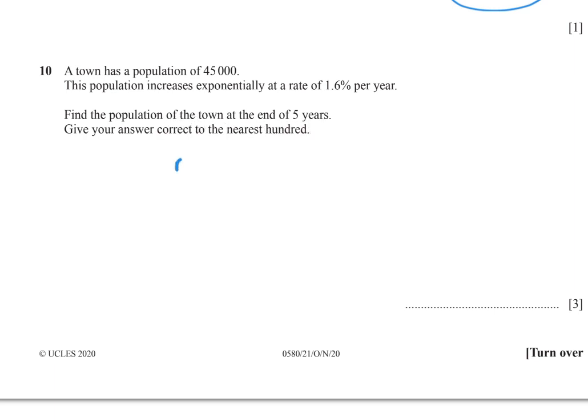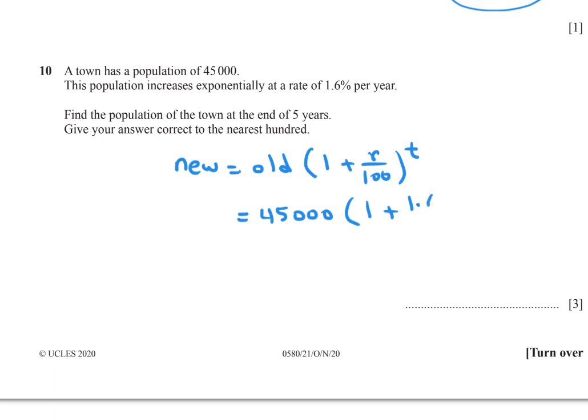So we have a rule for exponential growth. The new value equals the old one times 1 plus r over 100, power t. So equals 45,000, this is the original value, times 1 plus 1.6 over 100, power 5, equals 48,717 to the nearest unit. Now for the nearest hundred, 48,700.